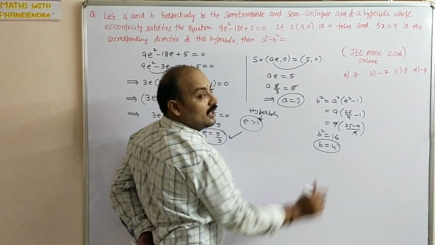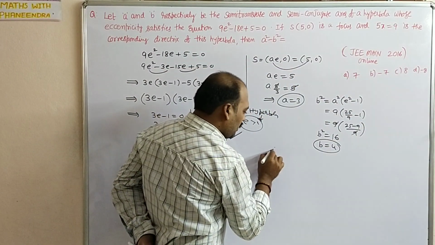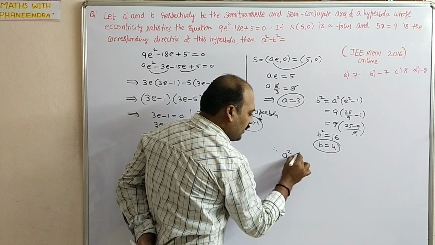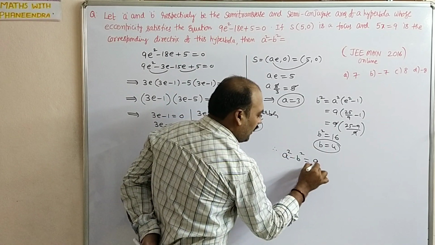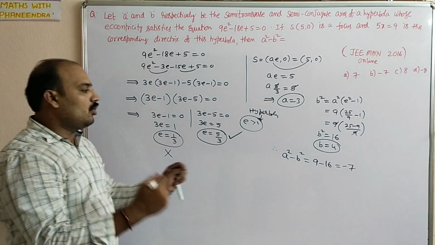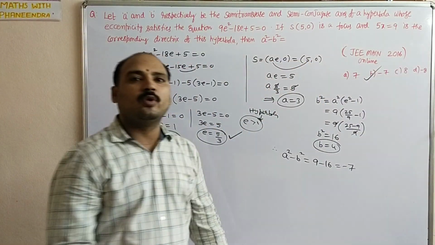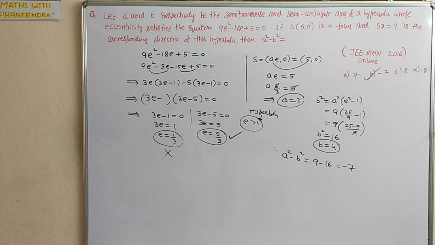So they are asking to calculate A square minus B square, without using this value. We can. So therefore, A square minus B square is equal to A square 9 minus B square 16. That is equal to minus 7. So the value of A square minus B square is minus 7, which is there in the second option. We will move to the next one.